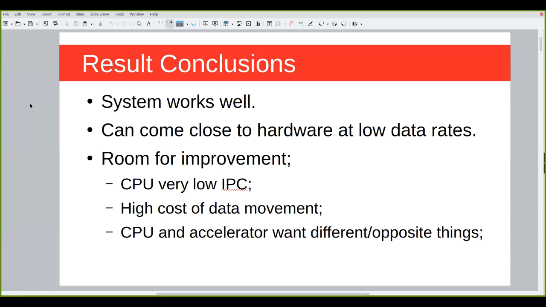The IPC is very low. This is primarily due to the cost of data movement between the accelerators, the CPUs, and its various caches. Essentially, the CPU and the accelerator want different things. The CPU wants its cache hierarchy to hide the latency of DRAM.